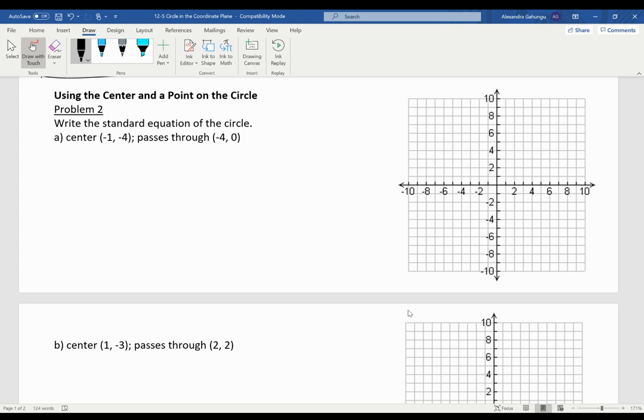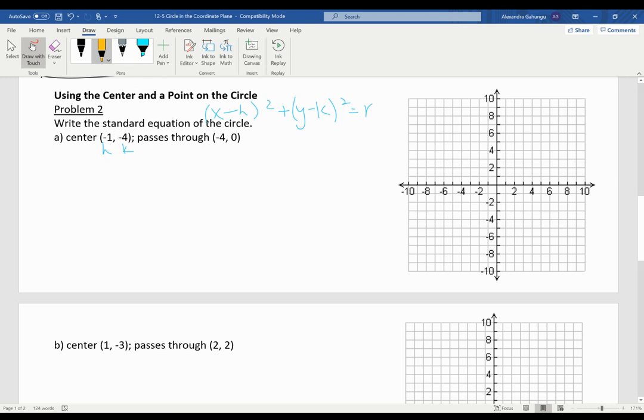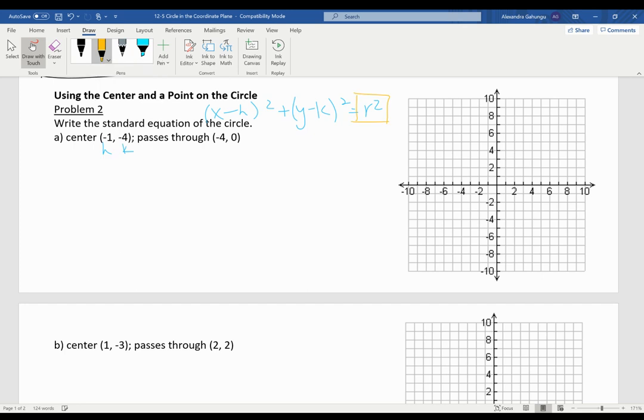So our center is -1, -4, h, k. And when we have our standard form here, (x minus h) squared plus (y minus k) squared equals r squared. This shows me that I have h and k, and I am missing, and I should have written r squared there, we'll write the squared. I am missing the r squared when I look at what I'm given here.